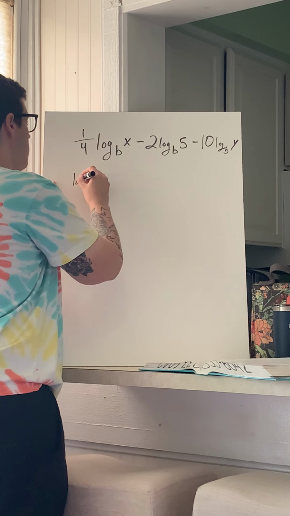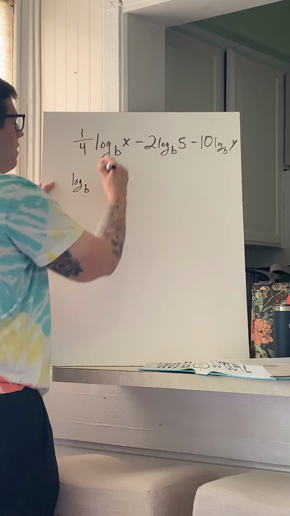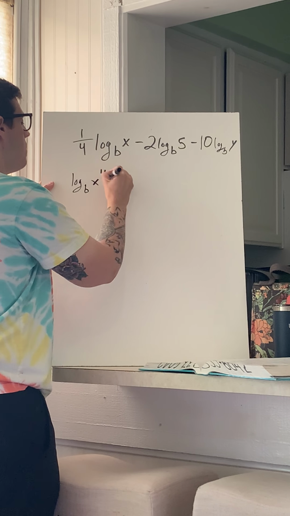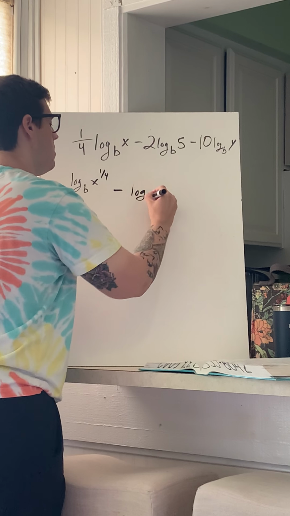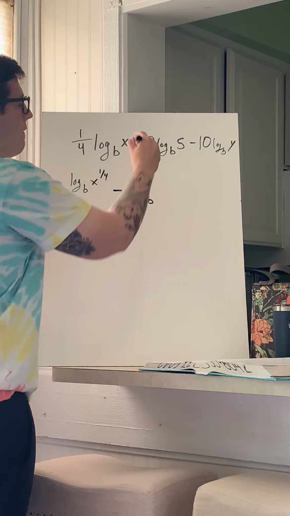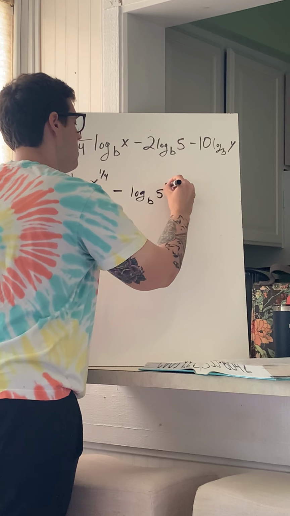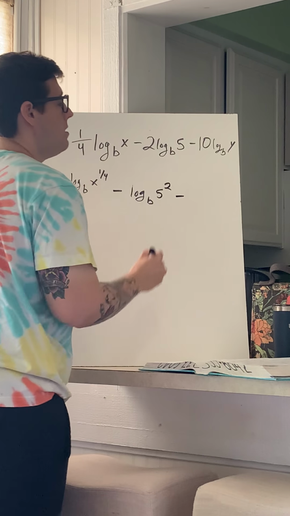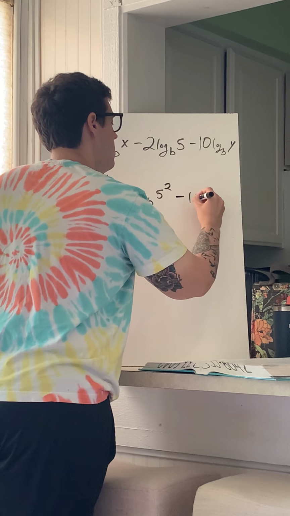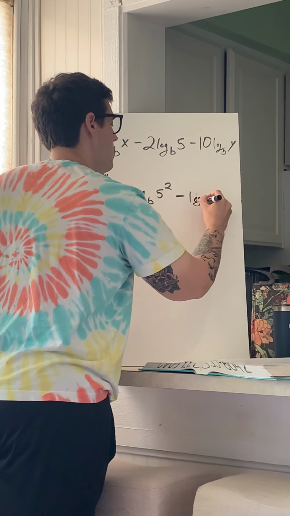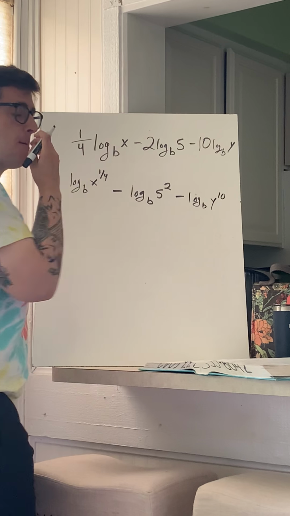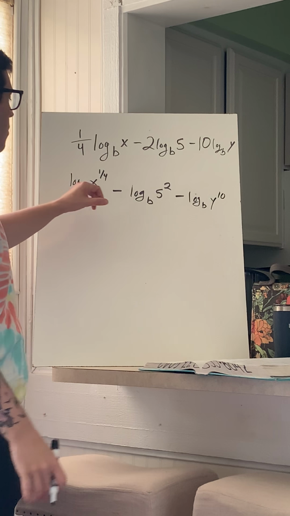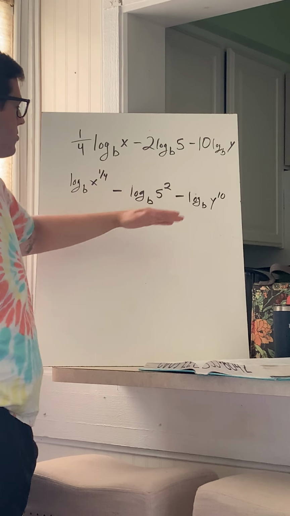So this is log base b of x to the 1/4, minus log base b of 5 squared, minus log base b of y to the 10th. Good? Now we can actually simplify this. This went on a slant. I'll try to keep it straight.